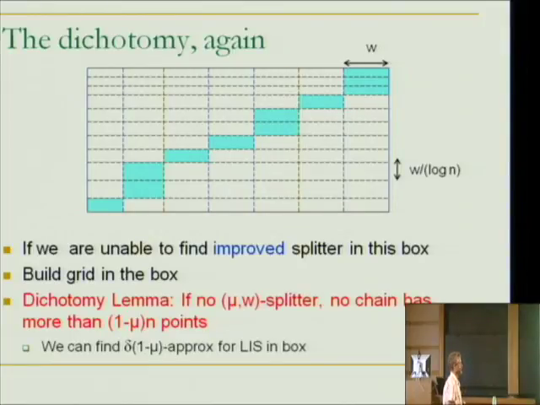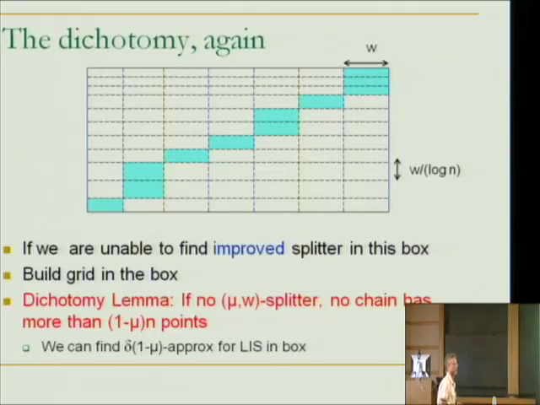And now we have this dichotomy lemma. If no mu w splitter exists, now here I replaced s by w. Actually, s over log n became w. So w is the width of this thing. The dichotomy lemma says if no mu w splitter exists, then for every chain in this thing, there must be mu n chain points off the chain. Okay, and then we can find a delta times 1 minus mu approximation for the LIS in the box.